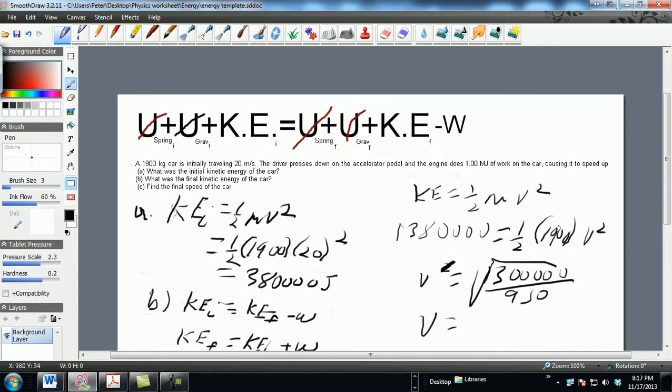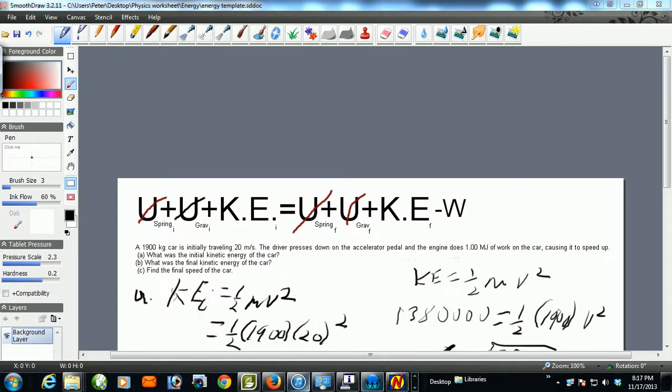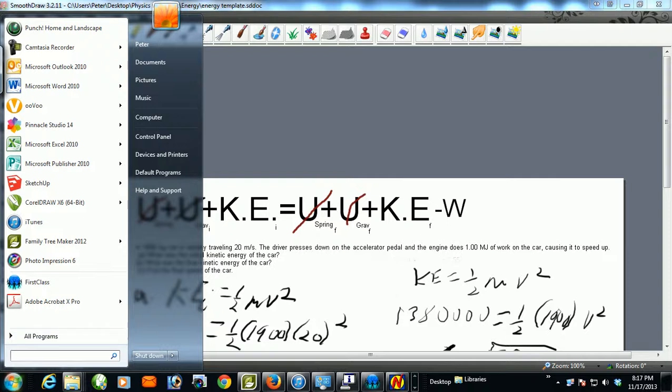So let's go get us a calculator real quick. I forgot to make this an 8 right here. That's an 8. So now with my handy dandy calculator, I should have, okay, forgive me, I don't have the calculator up. What was I thinking?